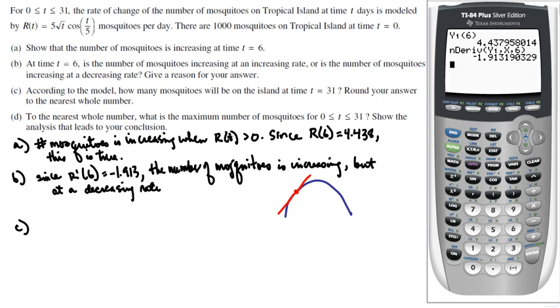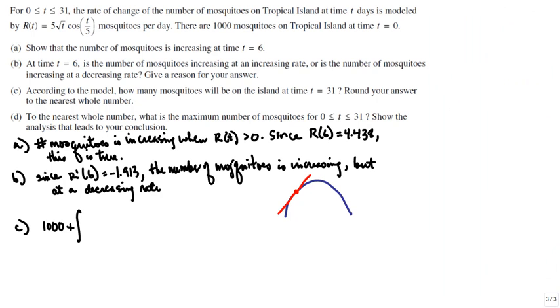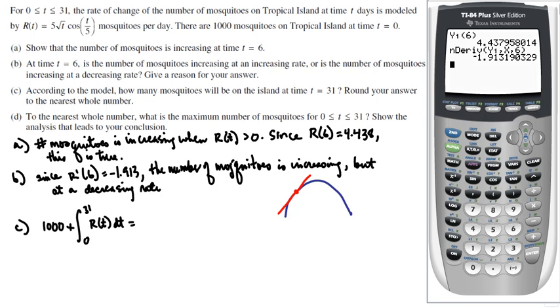For part C, we're asked to find how many mosquitoes will be on the island at time t equals 31 and to round our answer to the nearest whole number. Well, since r is the rate of change of the number of mosquitoes on the island, what we need to do is to first consider the number of mosquitoes that we start with, which is 1,000, and then take the integral from 0 to 31, and that's going to give us the number of mosquitoes on the island at time t equals 31.